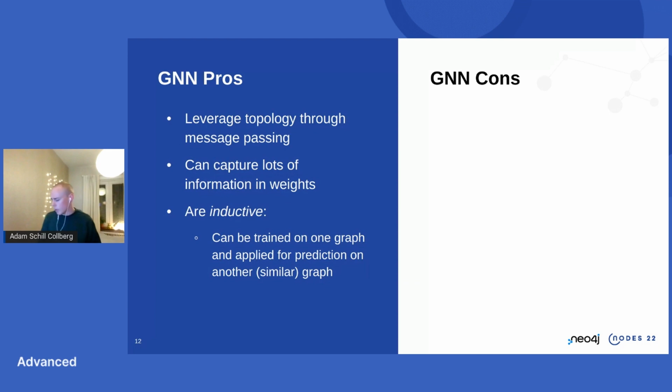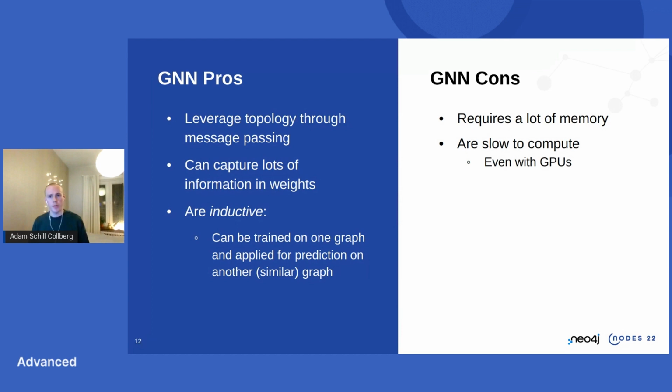All right. Okay, and then what are some downsides of GNNs? Well, they require a lot of memory. So you saw that you can have many layers, and there can be many weights in each layer. So that's a lot of memory. And for similar reasons, they're very slow to compute. It takes a lot of time. There is a computation graph for each node, and lots of weights and so on. So it takes a long time. And even if you have a GPU, it can be quite time-consuming.